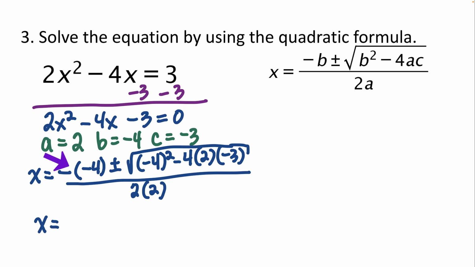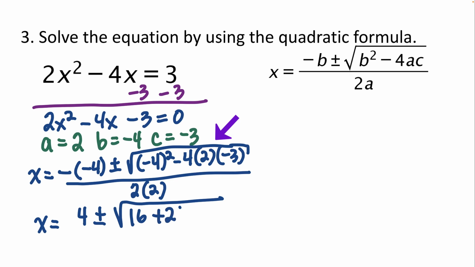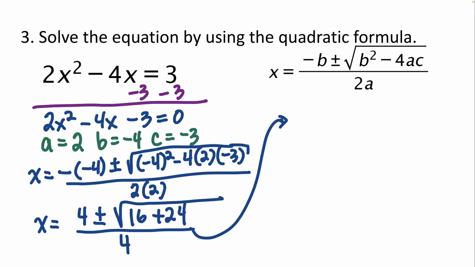Negative times -4 would give us +4 plus or minus the square root. -4 squared would be 16. And then -4 times 2 would give us -8. Times -3 would give us +24. All over 4 in the denominator. So in this case, we have x is equal to 4 plus or minus the square root of 40 all over 4.